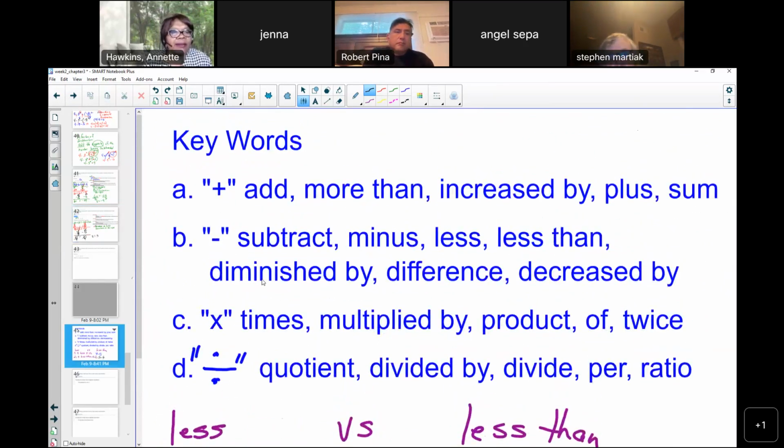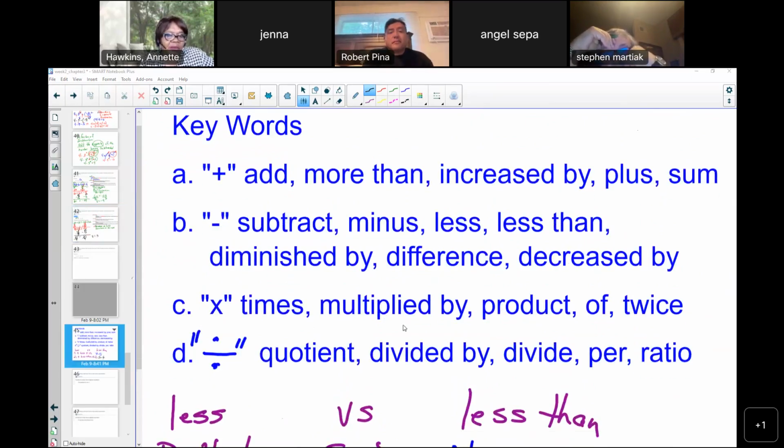And so these are keywords. Plus means add, more than, increased by. Plus, sum, subtraction, subtract, minus, less, less than, diminish by, difference, decreased by. X times, multiplied by, product of, twice. Division, quotient, divided by, divide, per, ratio.